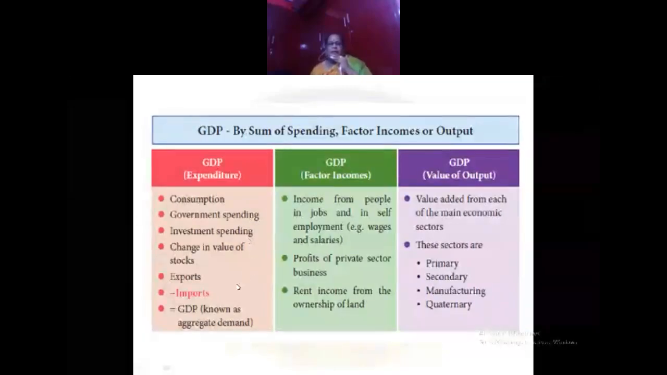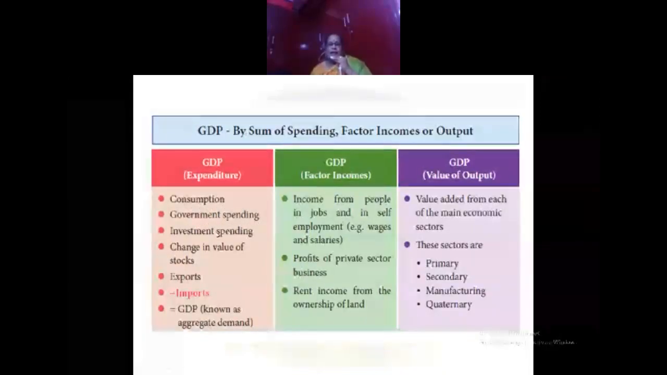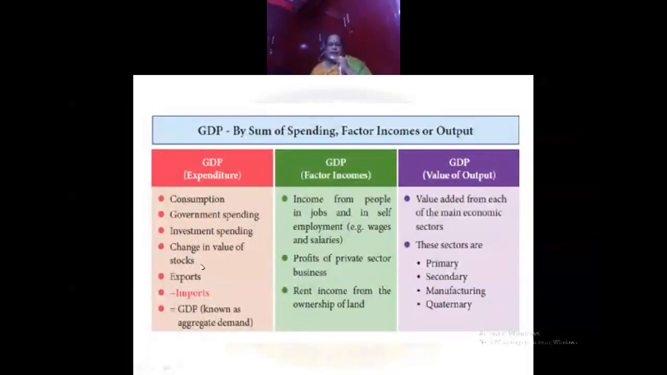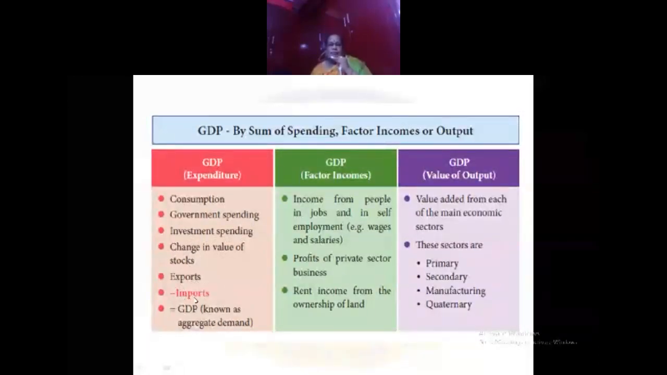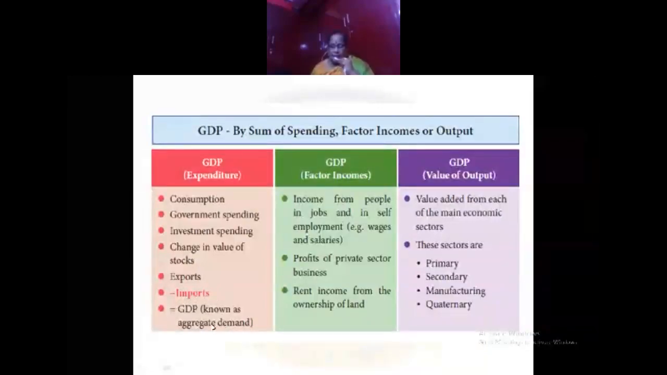In expenditure method, we'll talk about the consumption, the government spending, the investment spending, the change in value of stocks, the exports, and the imports. That is aggregate demand, which is called as GDP.